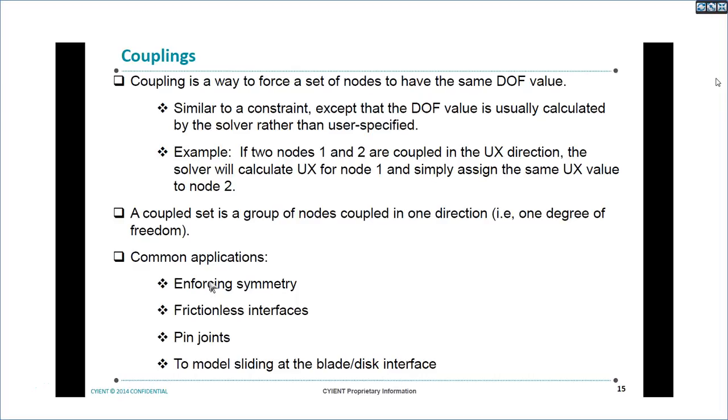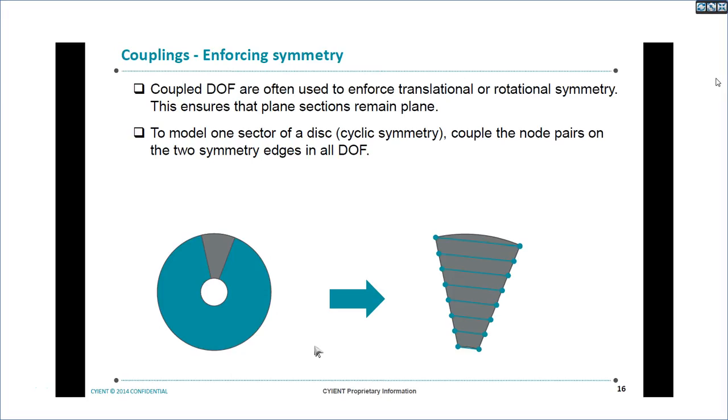A coupled set is a group of nodes coupled in one direction. So common applications: enforcing symmetry, frictionless interfaces, pin joints. We can use it to model sliding at the blade and disc interface. So coming to enforcing symmetry, this is a disc or rotor, we can call it. So we can take one sector instead of doing a 360 degrees model. We can take one sector and do the analysis.